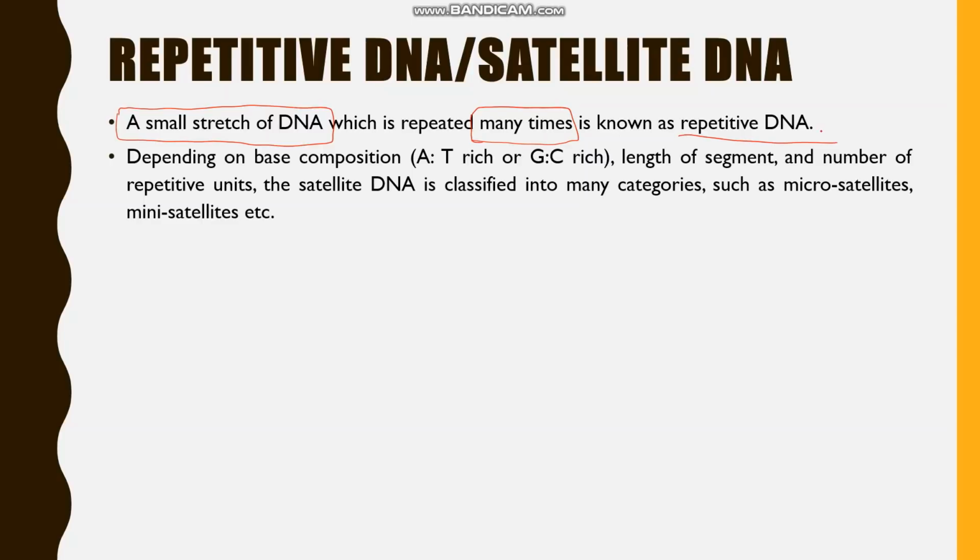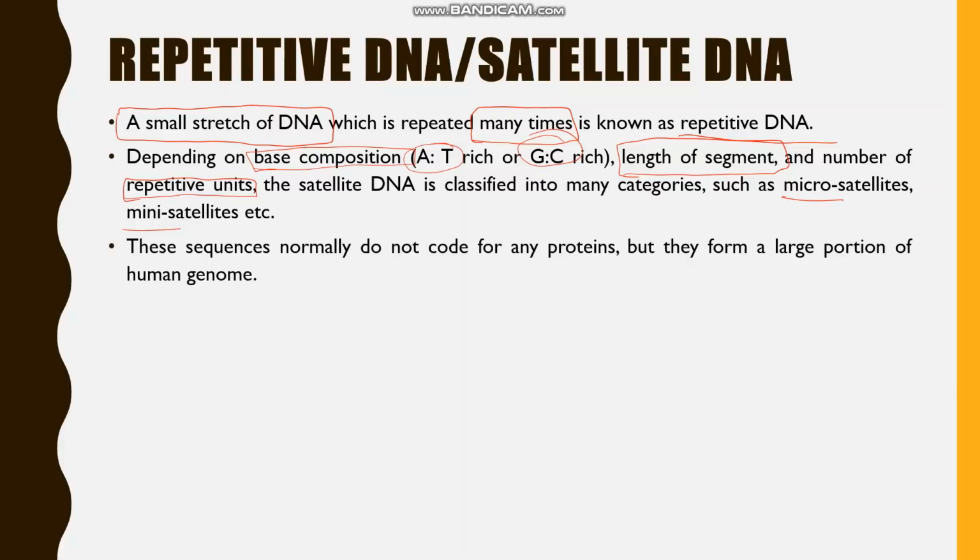Depending on the base composition, that is AT complementary base pairing as well as GC combinations, as well as the length of the segment, that means the number of nucleotides found in that particular segment, and the number of repetitive units, that means how many times the sequence is repeated, the satellite DNA is classified into many categories such as microsatellites, minisatellites, as well as macrosatellites, etc. So this is regarding the important feature of the repetitive DNA.